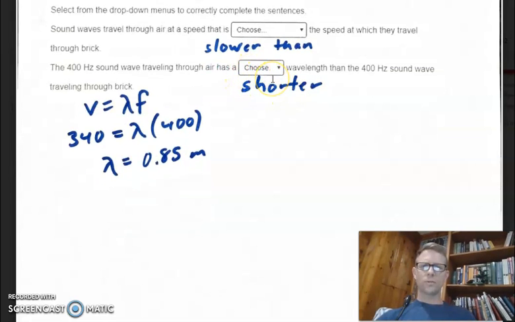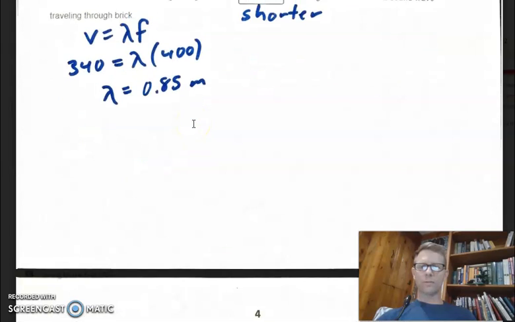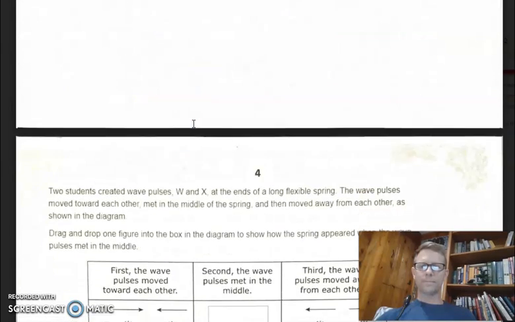Then they ask you to say something about the wavelength, and the wavelength is going to be shorter, and I'll prove that right here. You can just look at the equation, you can see that for the same frequency, if the speed is slower, the wavelength, lambda, must be lower. But if you plug the numbers in, if you remember that the speed of sound in air was about 340, 350, then you can plug that in.